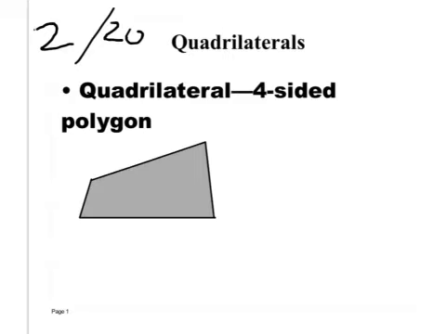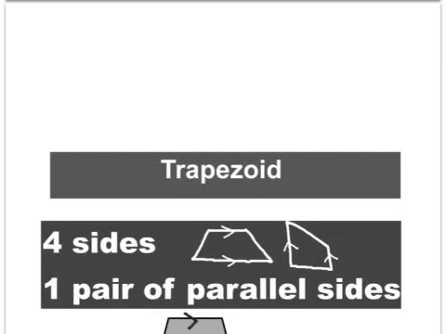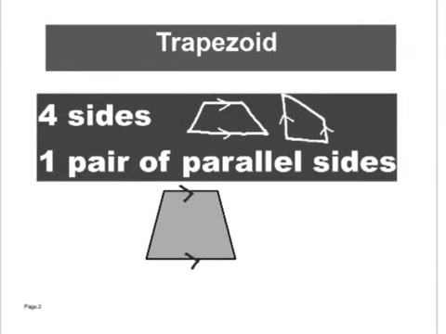Now we're going to talk about other types of quadrilaterals today. Those are going to be more specific. They're going to have certain characteristics. A quadrilateral just has four sides. You need to draw this. This is a trapezoid. You need to write down that a trapezoid has four sides and one pair of parallel sides. For it to be a trapezoid, it has to be a quadrilateral, four sides, and it has to have a pair of parallel sides.